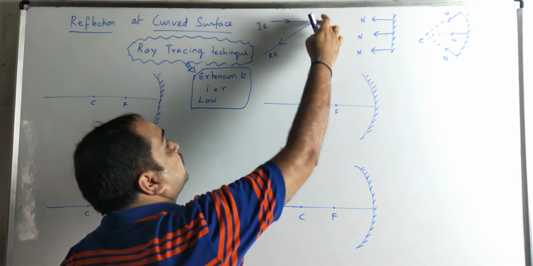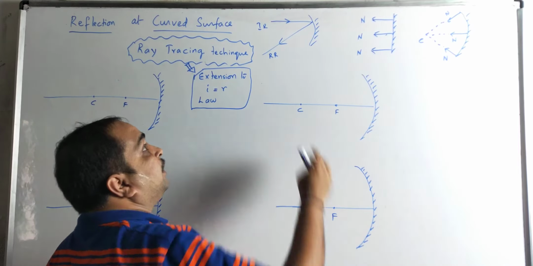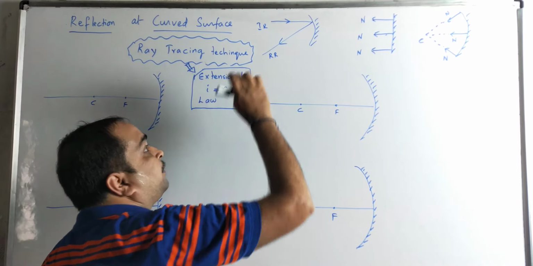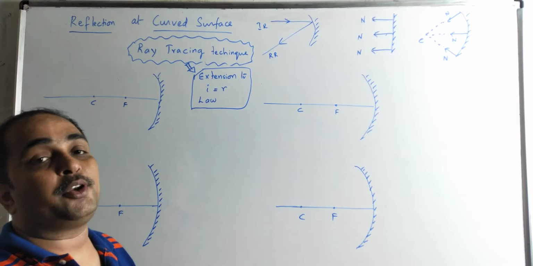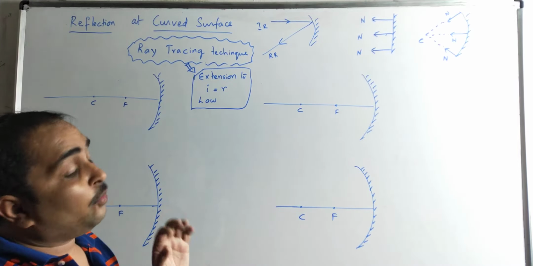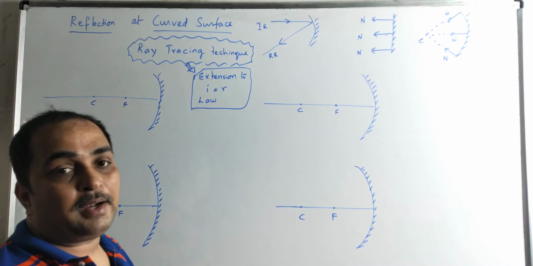If you have curved surface like this, which is a concave mirror, the incident ray goes like this and reflected ray comes like this. This is the simplest way of talking what actually happens. Practically if you do it, you will see that. But what's the primary difference between a flat mirror and a curved mirror?